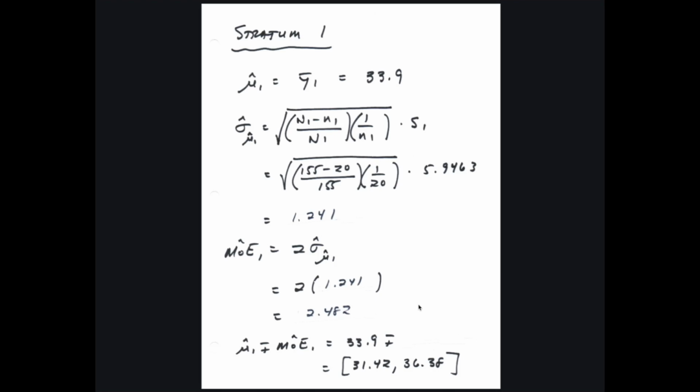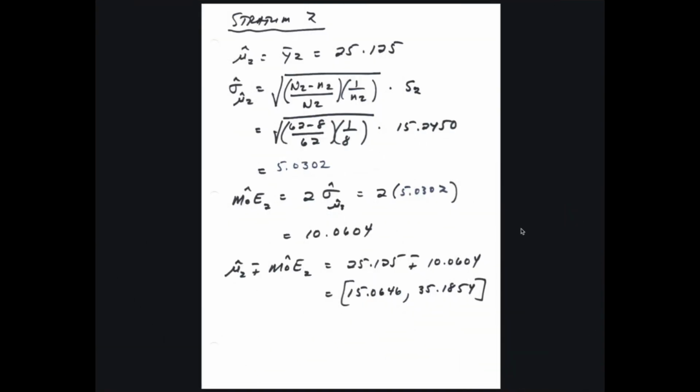Once we have the point estimator, 33.9, and the margin of error associated with that point estimate, we subtract the margin of error from the point estimate to get the lower endpoint, and add the margin of error to the point estimate to get the upper endpoint. And so we can say that we are approximately 95% confident that the average number of hours spent watching television per week in this first stratum, town A, is somewhere between 31.42 hours per week and 36.38 hours per week.